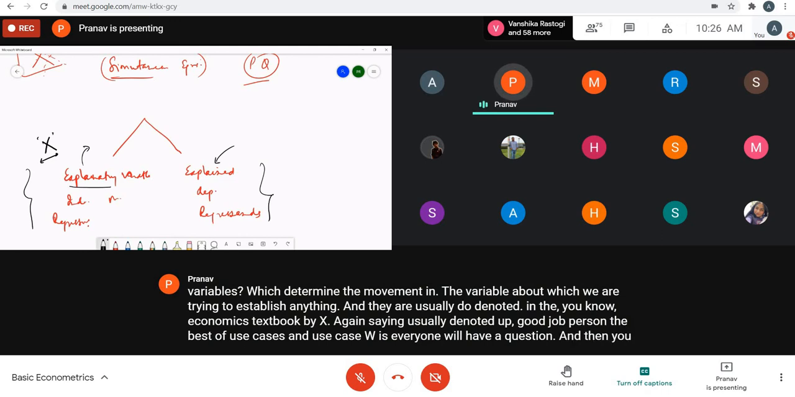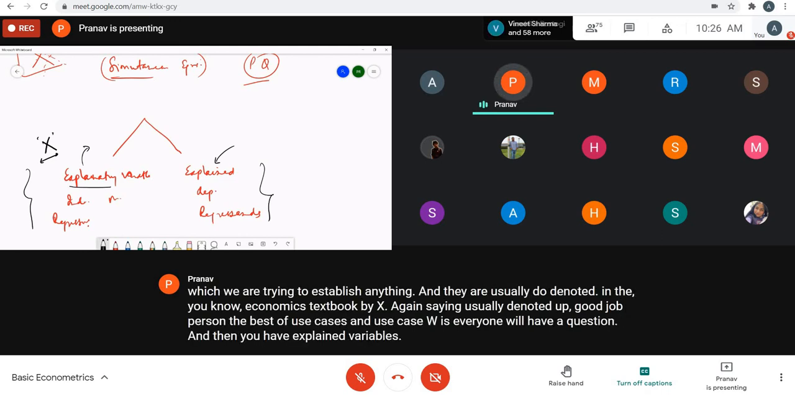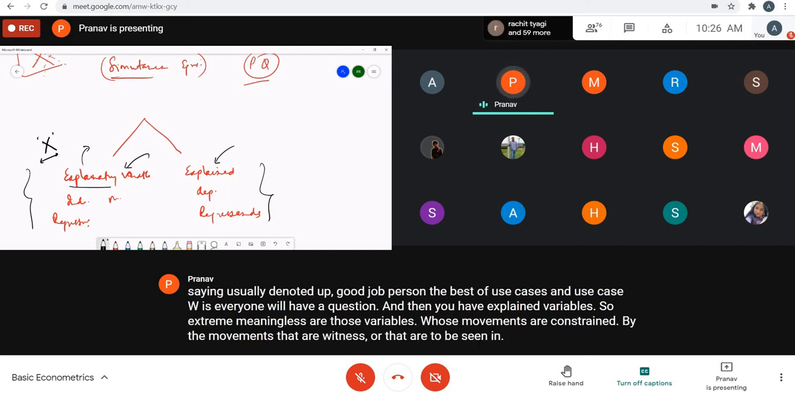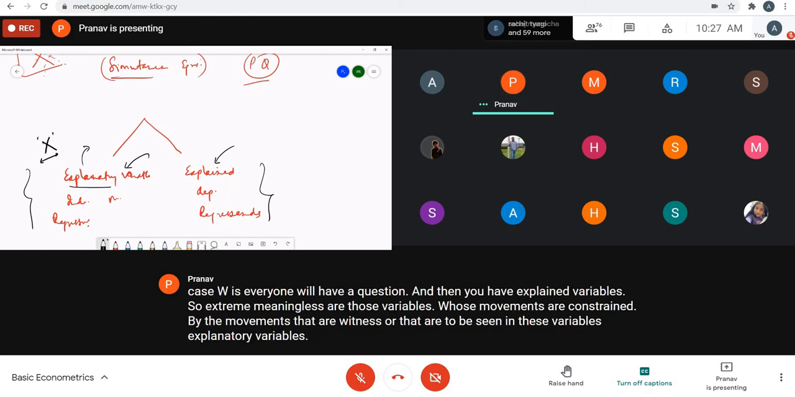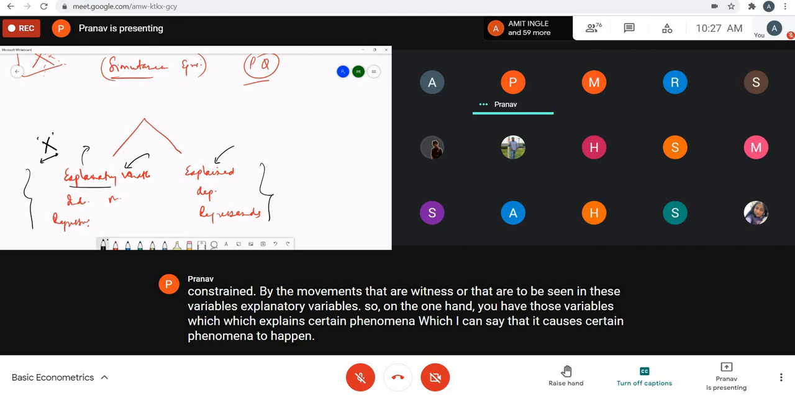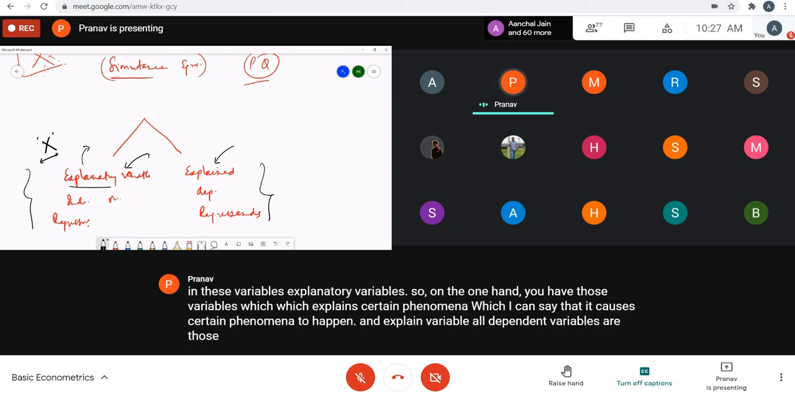And then you have explained variables. The explained variables are those variables whose movements are constrained by the movements that are witnessed or that are to be seen in these variables, explanatory variables. So on the one hand, you have those variables which explain certain phenomena, which I can say causes certain phenomena to happen. And explained variable or dependent variables are those variables which depend on these variables. And they are usually denoted by Y.